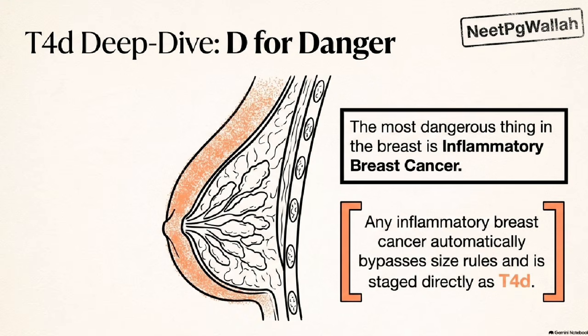Let's take a dramatic pause right here to focus on the D in our mnemonic. Danger. The most dangerous thing in the breast is inflammatory breast cancer. This is an absolutely crucial clinical rule you cannot forget. And here is the clinical significance of that danger. Any inflammatory breast cancer automatically bypasses all of those size rules we just learned. Literally, it doesn't matter what the measuring tape says. If there's inflammation, the presentation immediately jumps all the way to T4D. Actually, scratch that. It doesn't just jump. It overrides the ruler entirely.